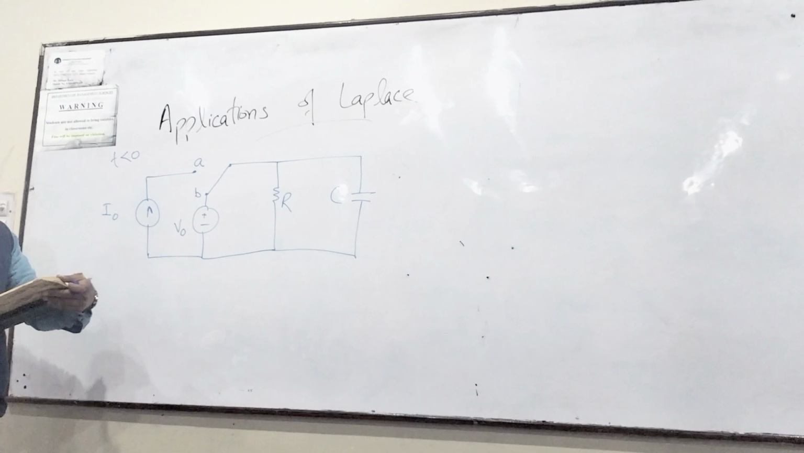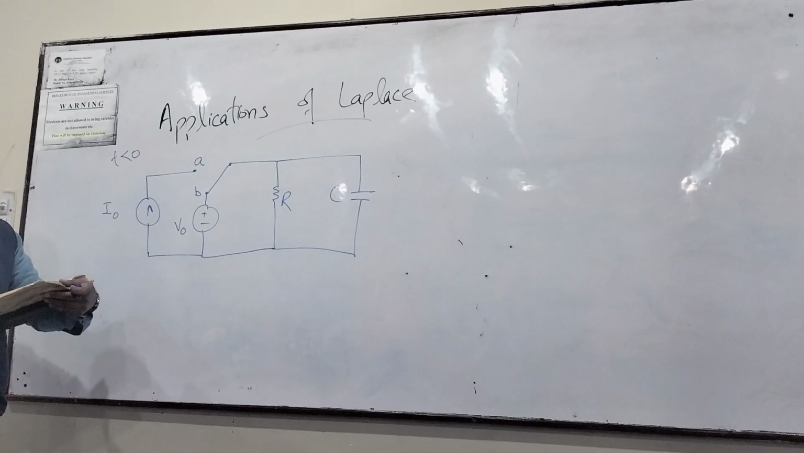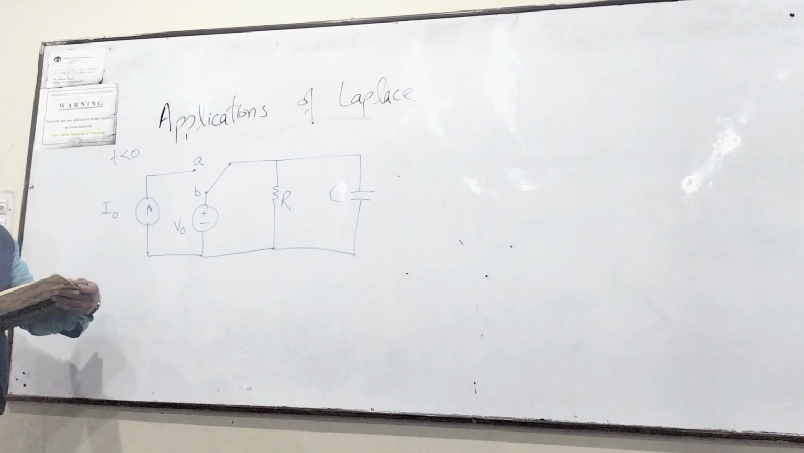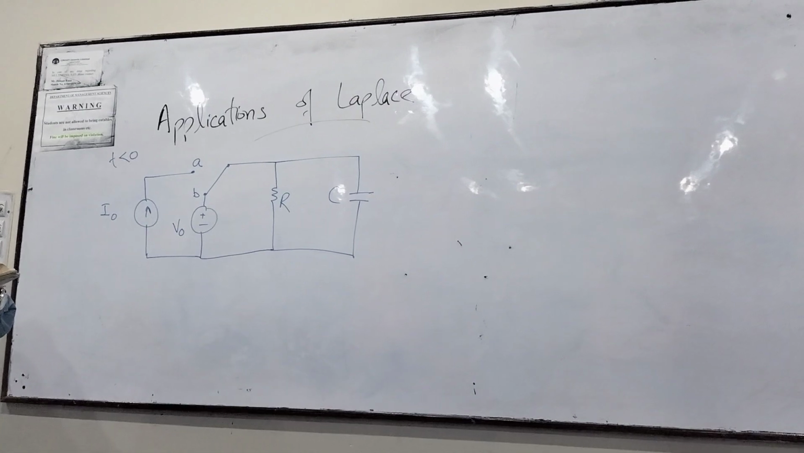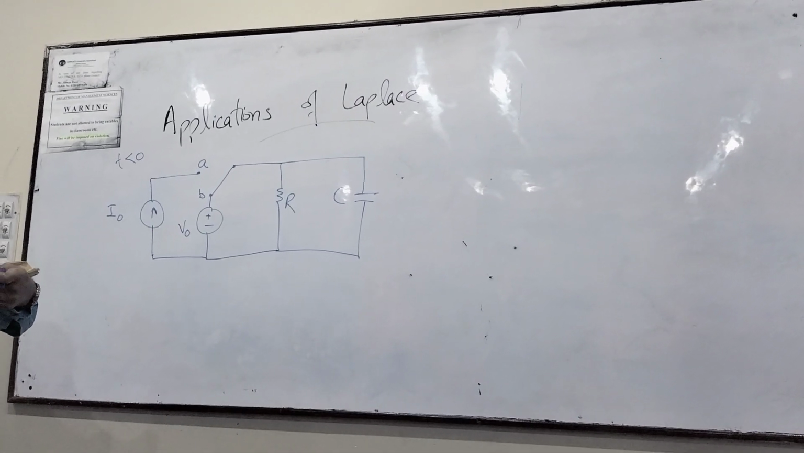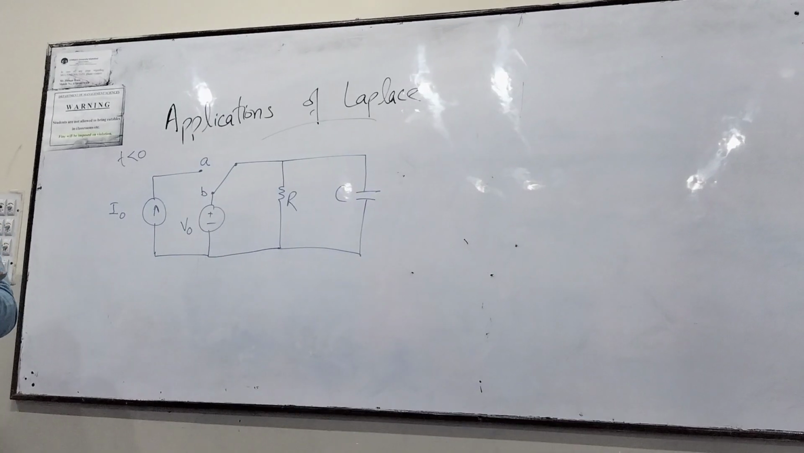Do you remember that tau is equal to RC? What was it called at that time, saturation time or transition time? What was the term? It was the time required to charge or discharge the capacitor.